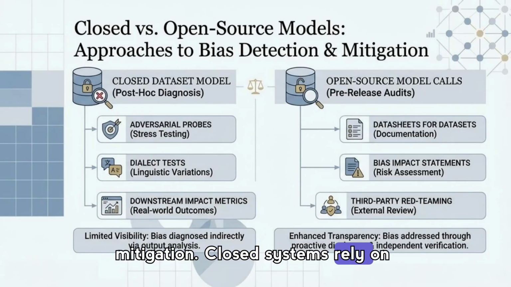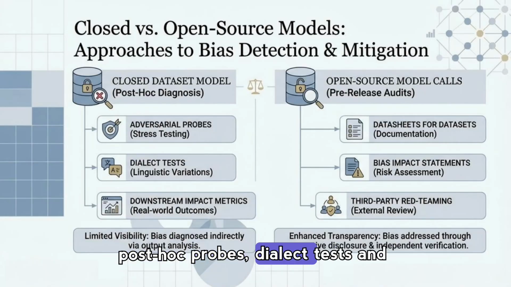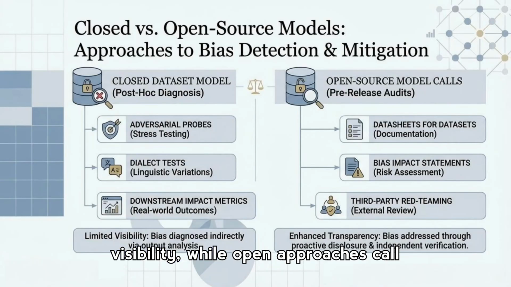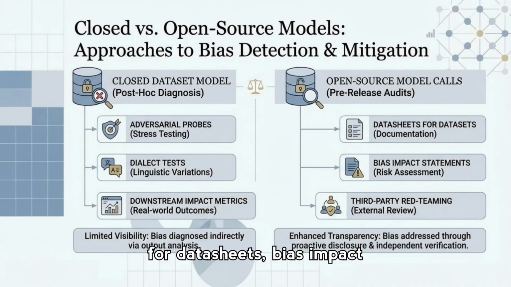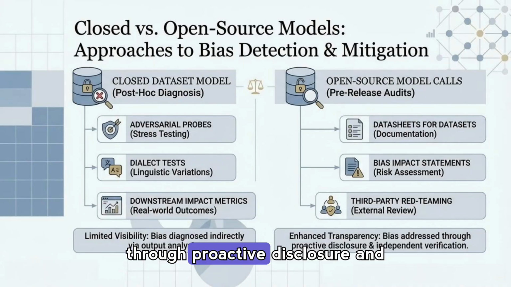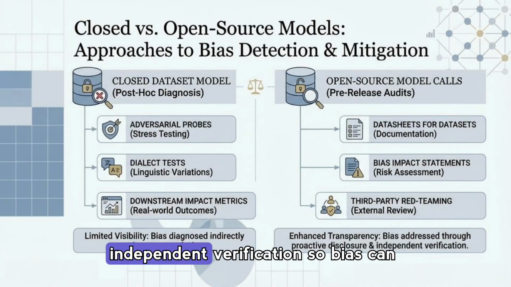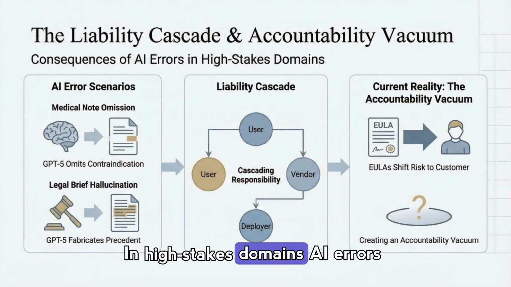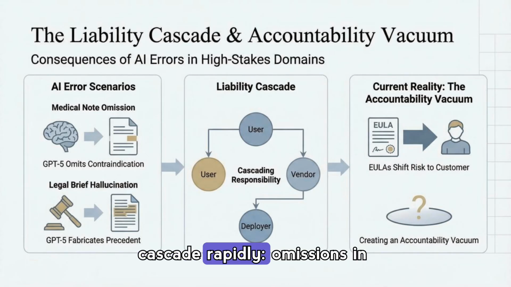Closed systems rely on post-hoc probes, dialect tests, and downstream metrics with limited visibility, while open approaches call for datasheets, bias impact statements, and third-party red teaming, enhancing transparency through proactive disclosure and independent verification, so bias can be diagnosed and addressed earlier. In high-stakes domains, AI errors cascade rapidly.